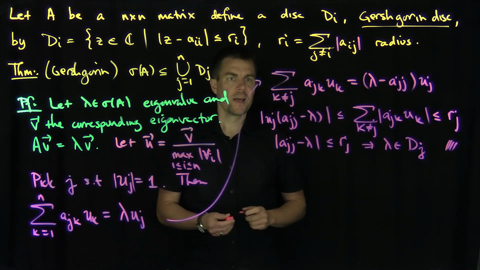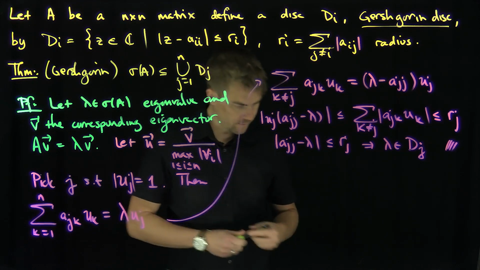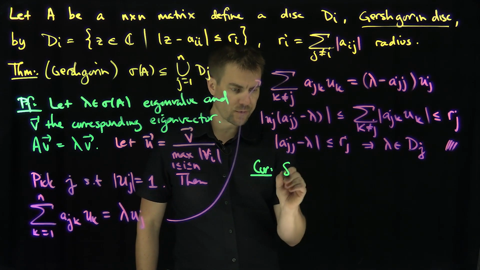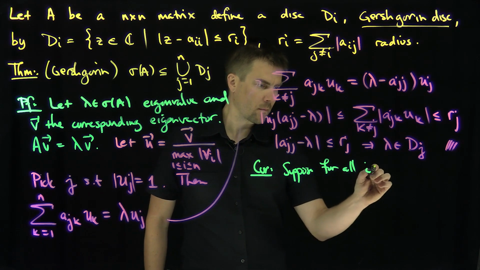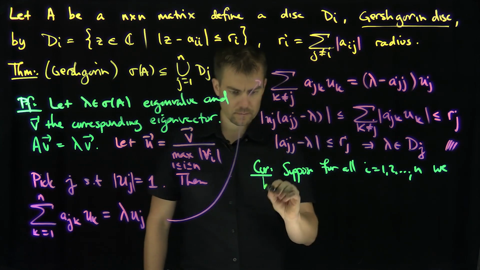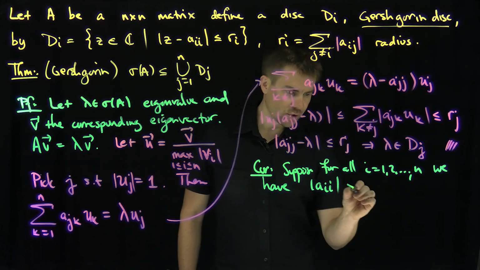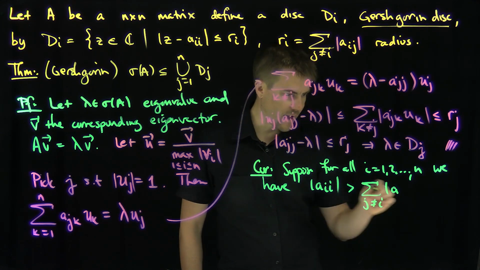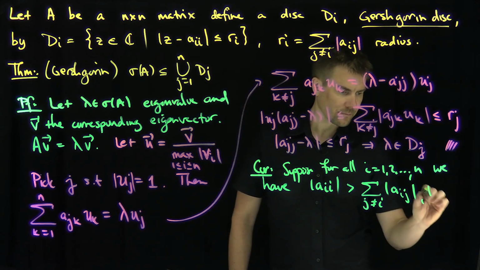Okay, excellent. And so now what's a consequence of this? Let's get a corollary from this. A corollary is this: suppose that for all i, we have that |a_ii| is strictly bigger than the sum over j not equal to i of |a_ij|, the ith row, jth column. Then A is invertible.